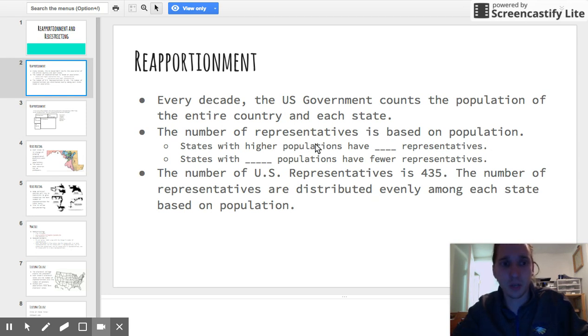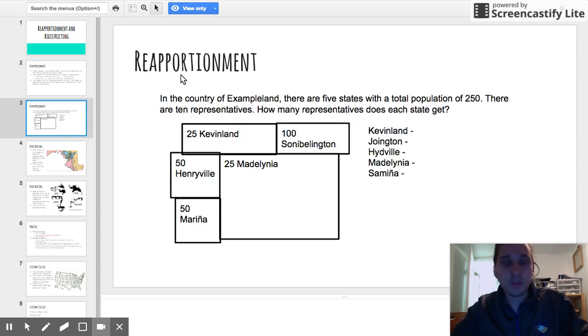Let's look at an example now. You see here it's called reapportionment, and in the country of example land, there are 5 states with a total population of 250. There are 10 representatives, and we need to find out how many representatives each state gets. In Kevinland, there are 25 people. In Sonny-Bellington, we have 100 people. In Madalena, we have 25 people. In Henryville, we have 50 people. And in Marinha, we have 50 people as well.